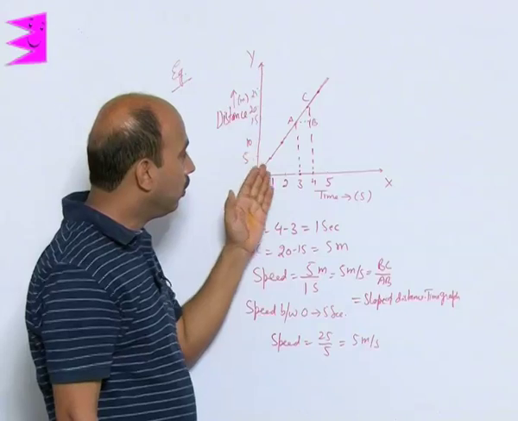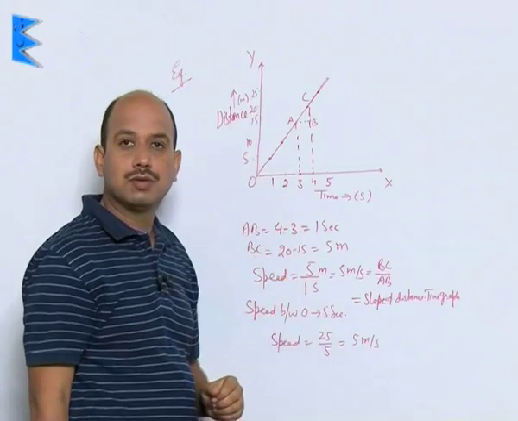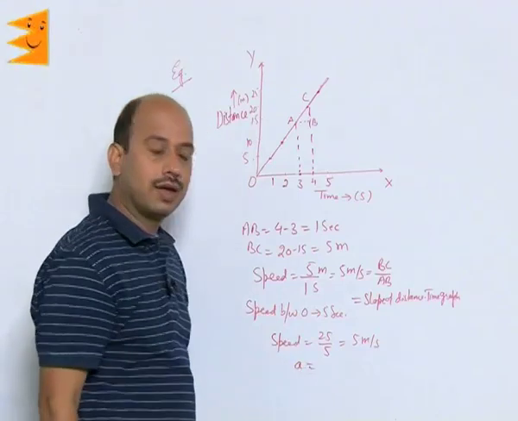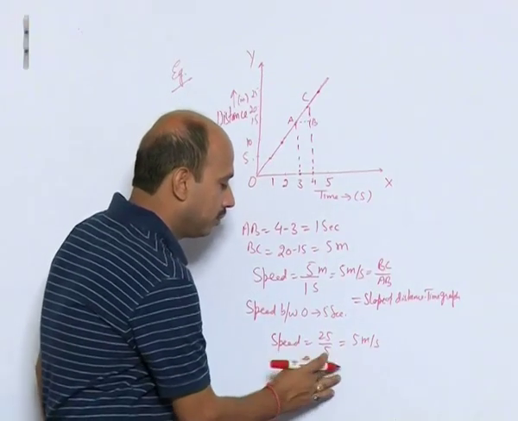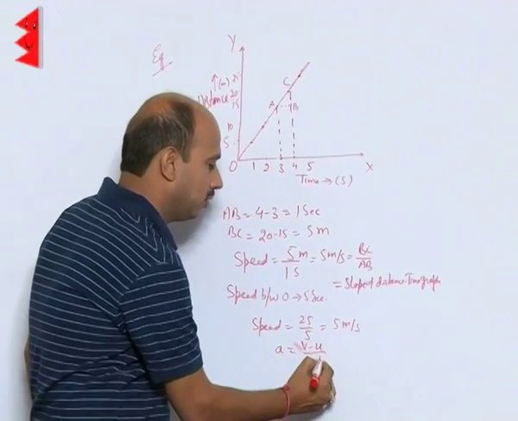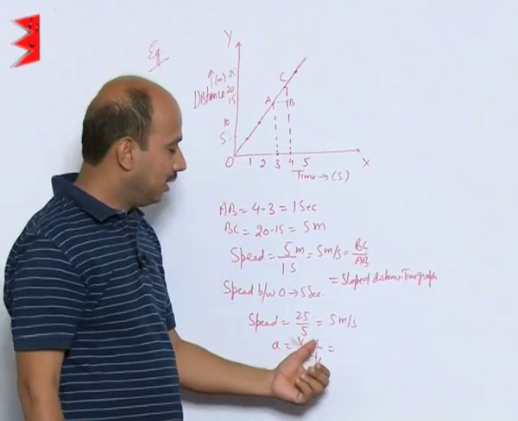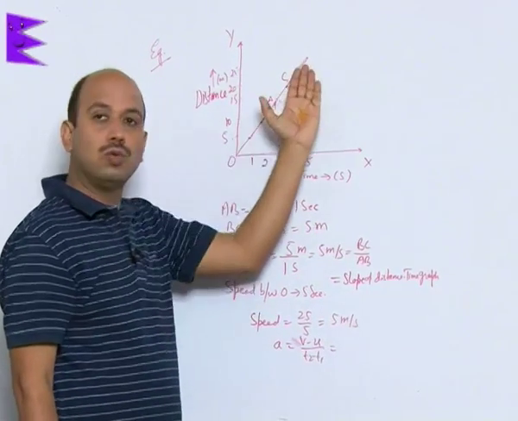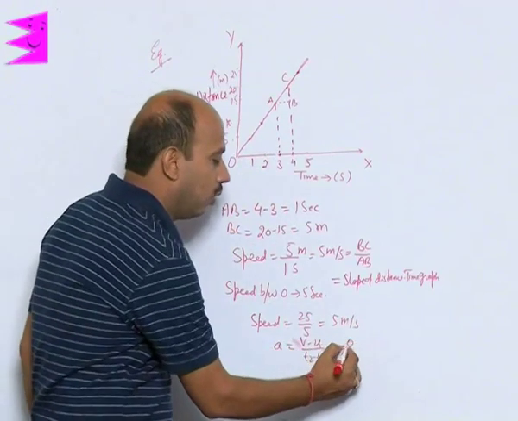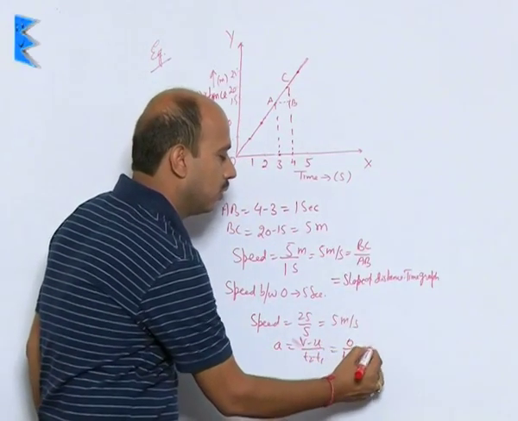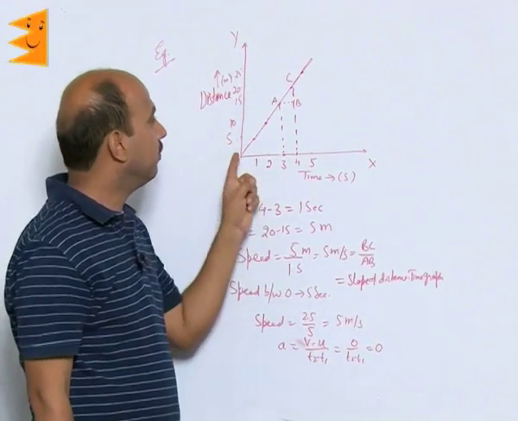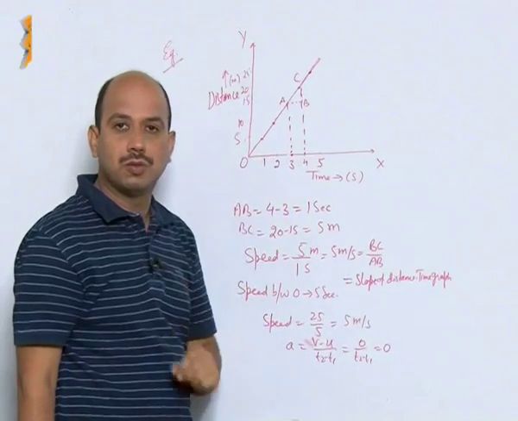Now if you want to calculate acceleration from this, what is acceleration? Acceleration a is equal to the change in velocity, that we can write as v minus u divided by t2 minus t1. The final and initial speed remain the same throughout the motion, only the time interval changes. So you will be getting 0 upon t2 minus t1 is equal to 0 meter per second square. So acceleration for this uniform motion is 0.